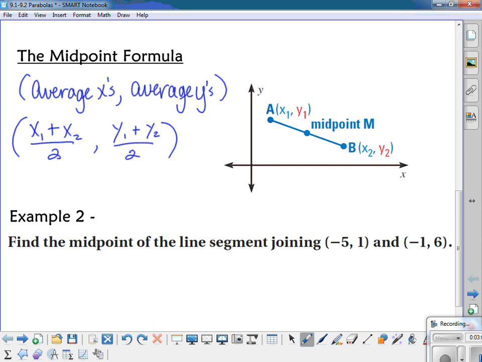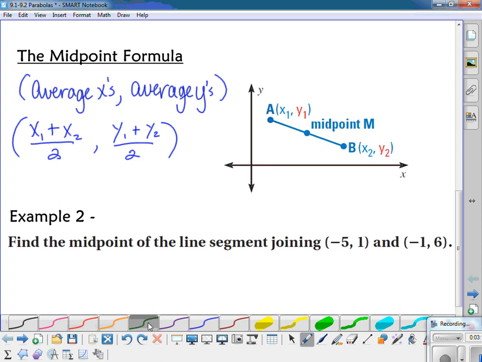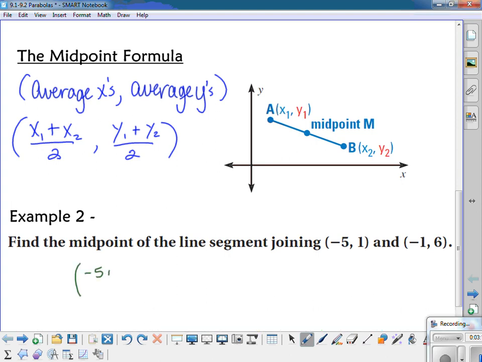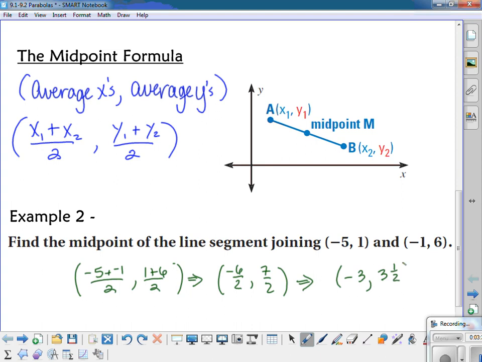So if I want to find the midpoint of the line segment that's joining (-5, 1) and (-1, 6), I'm going to add my x's: -5 plus -1, divide that by 2. And I'm going to add my y's, 1 plus 6, and divide it by 2. So -5 and -1 becomes -6 over 2 and 7 over 2. Simplifying all the way, I get (-3, 3.5). And that would be the midpoint of the segment that joins those two points.